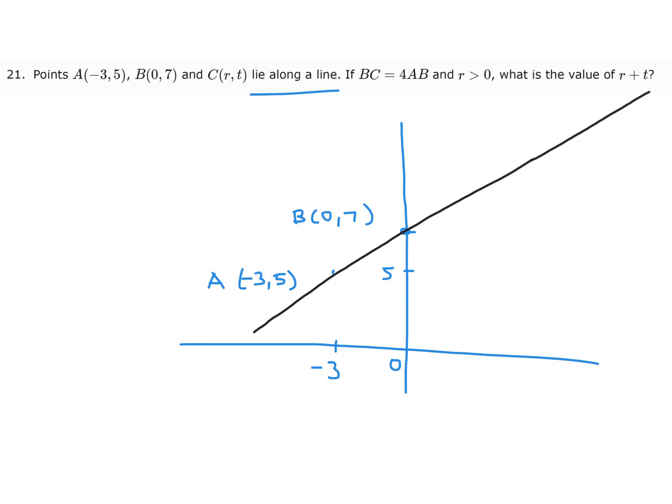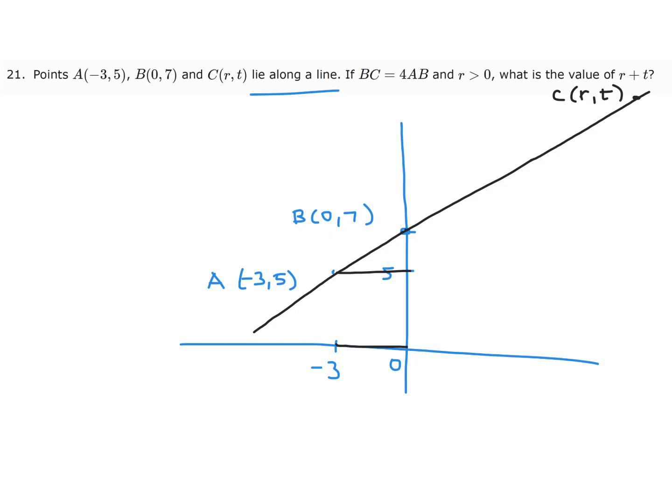So from B to C, if that's C, R, and T, then BC is 4 times AB. Okay, I got it. So that shouldn't be that hard to figure out. You just have to look at how much did it go up by and how much did it go to the right by. So to get from A to B, we had to go right 3, right? We had to go from minus 3 to 0.